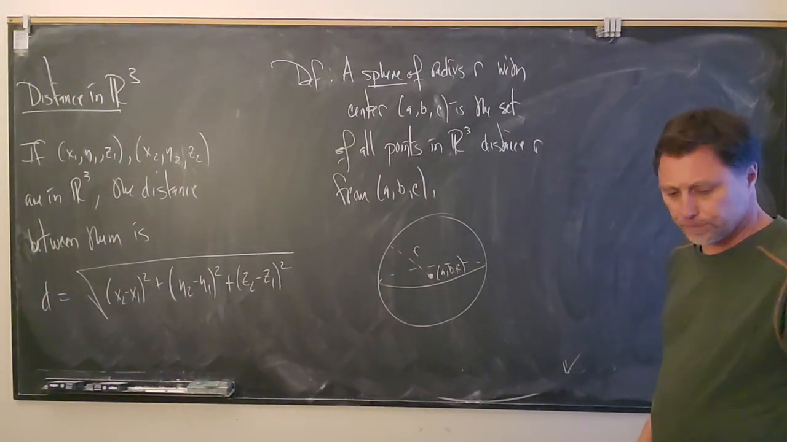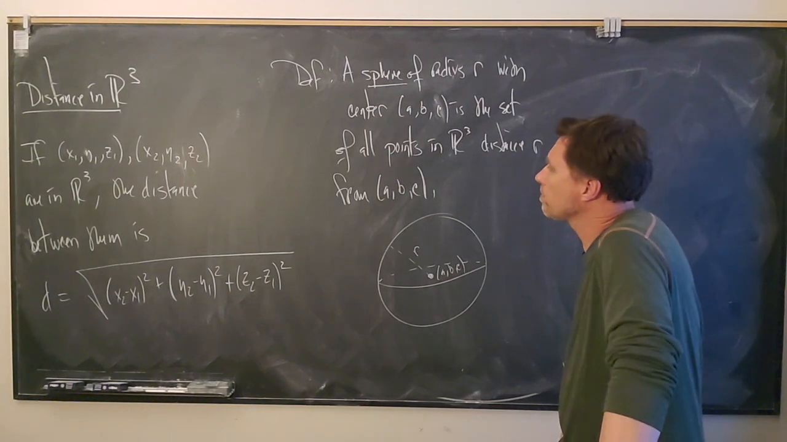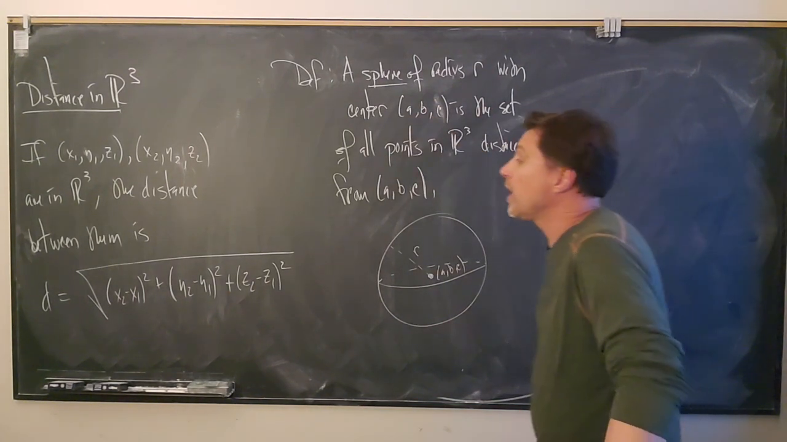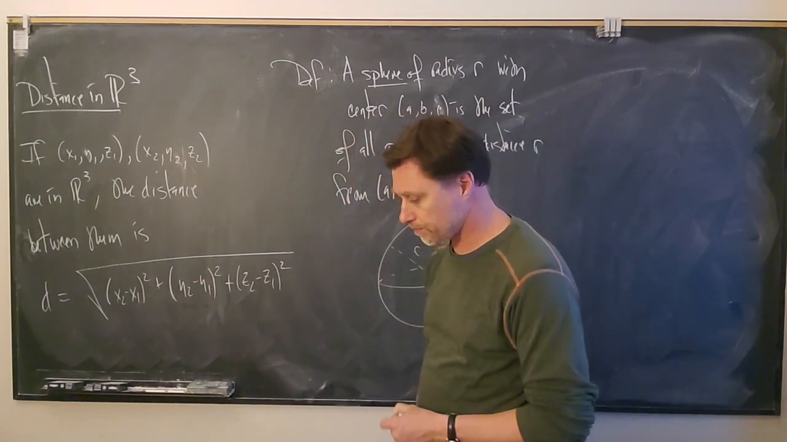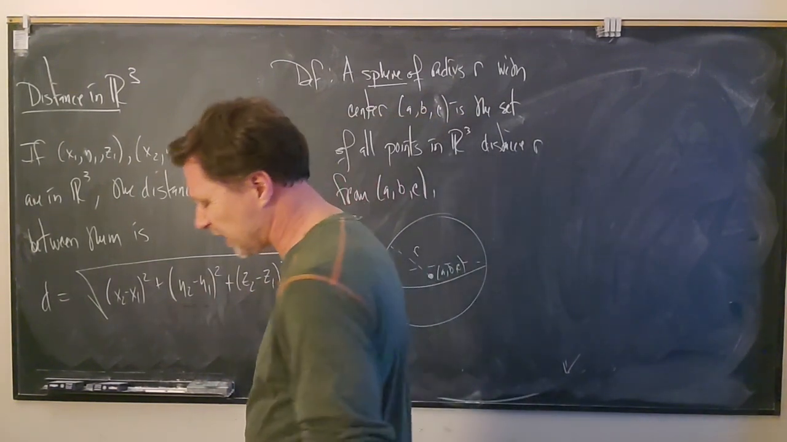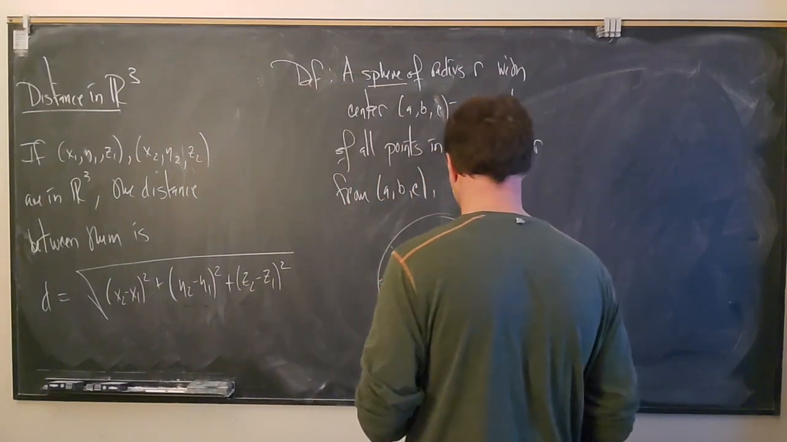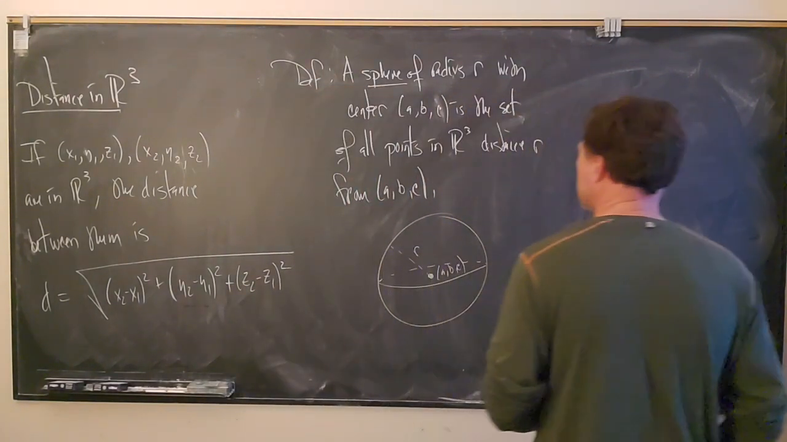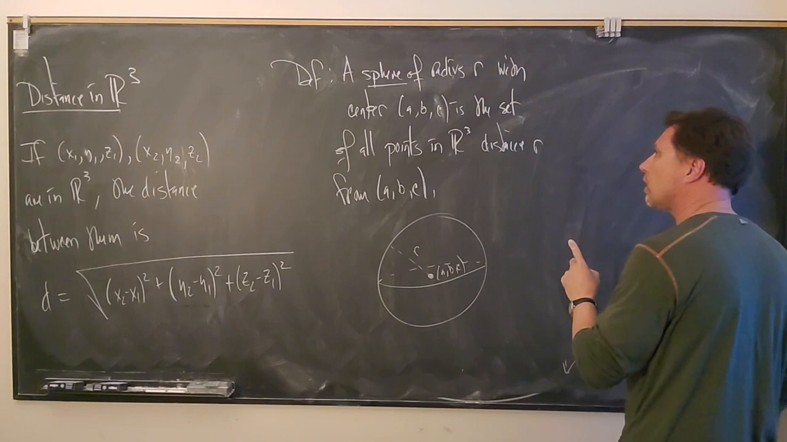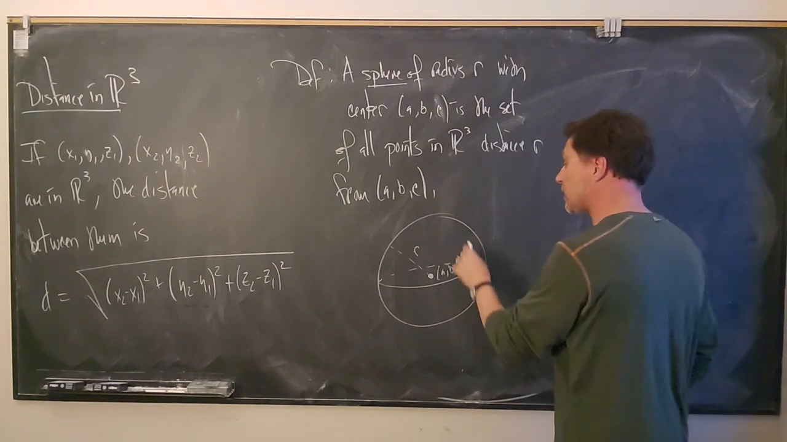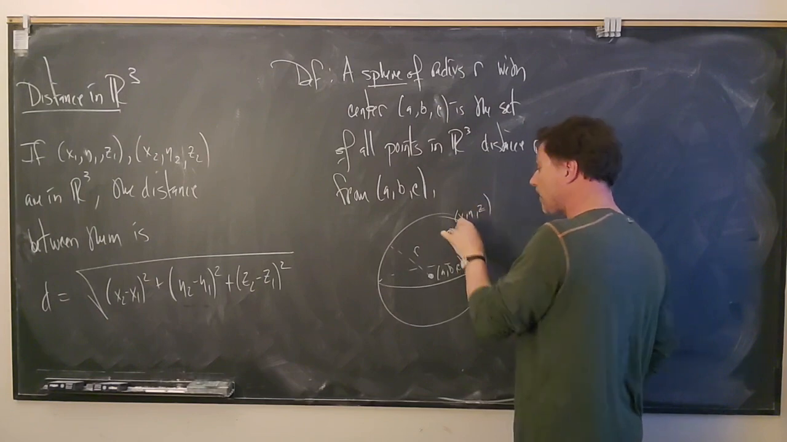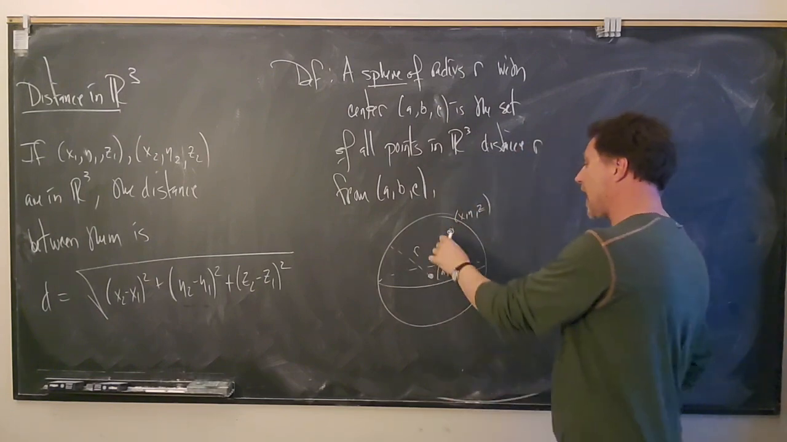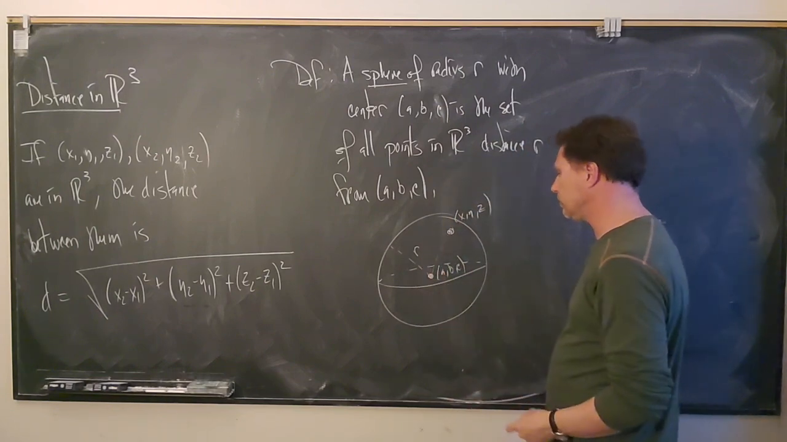Now, using this definition combined with our distance formula is going to allow us to find an equation that describes the sphere. So let's see, we want the distance from any point on the sphere. So here's a generic point, x, y, z, sitting on the sphere. We need that distance right there to be r.